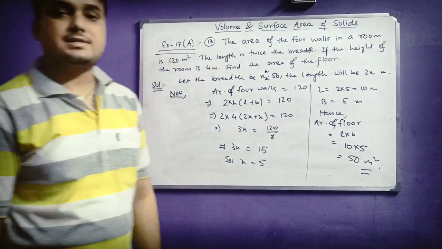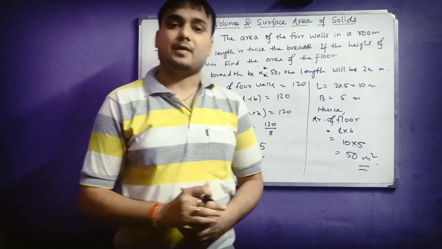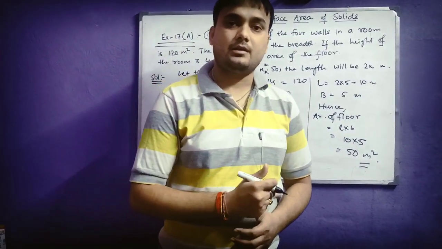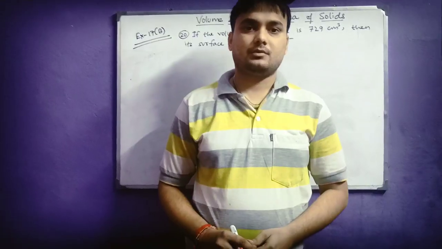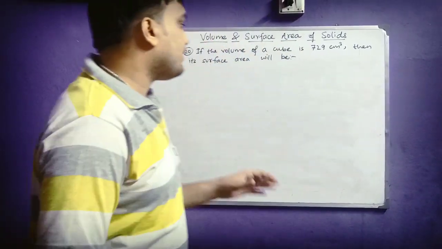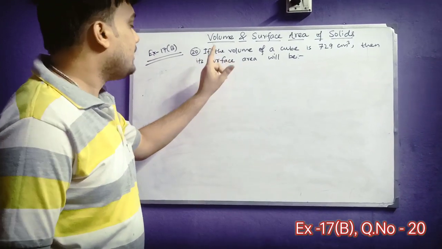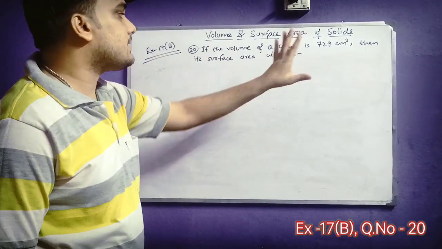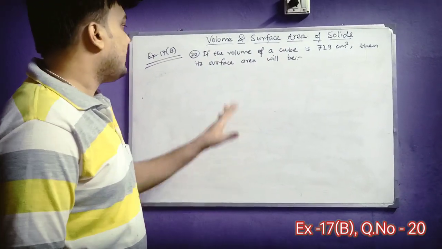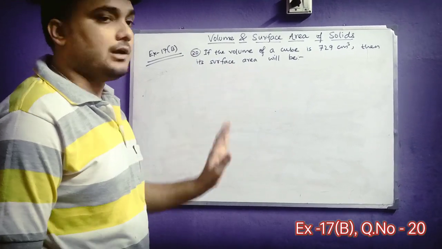Now let us take one example from cube so that you can understand the application of cube also. Students, here I have selected one question. This is the last question of exercise 17b. If the volume of the cube is 729 centimeter cube, then what will be the surface area of that cube?